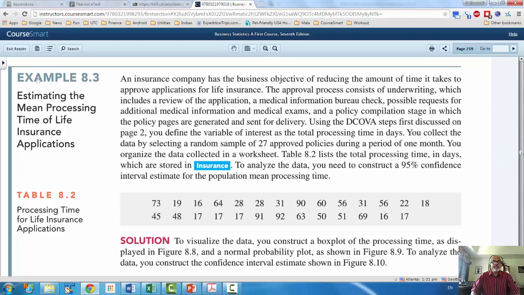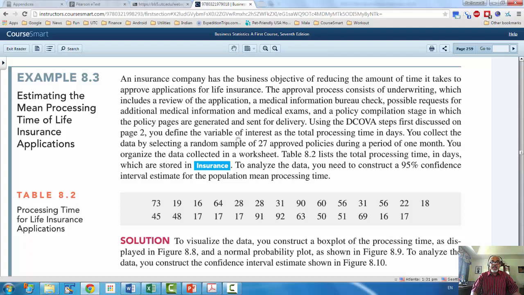Okay, we're going to use example 8.3 from your textbook. Here we have an insurance company that has a business objective of reducing the amount of time it takes to approve applications for life insurance. So they want to find out what's actually happening right now.